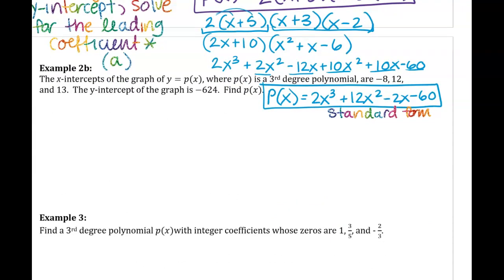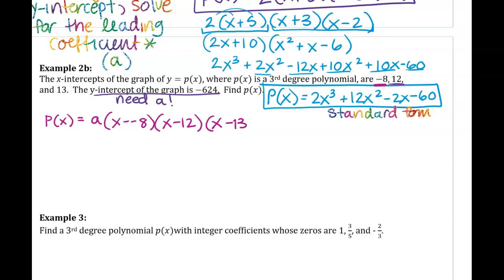We have a y-intercept, so we'll need a, and we know it's a third degree polynomial, or the x-intercepts are negative 8, 12, and 13, and we want to find the function. And again, we have a y-intercept, so we need a. So let's see, we have p of x equals a, because we have the y-intercept, times x minus negative 8 times x minus 12 times x minus 13.